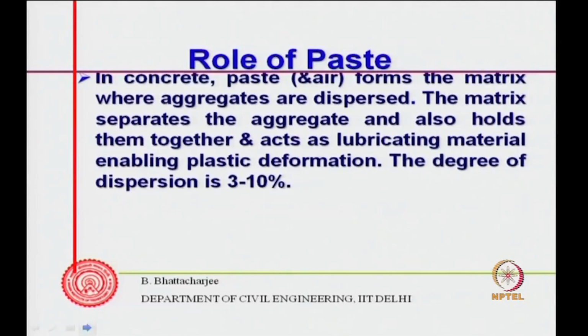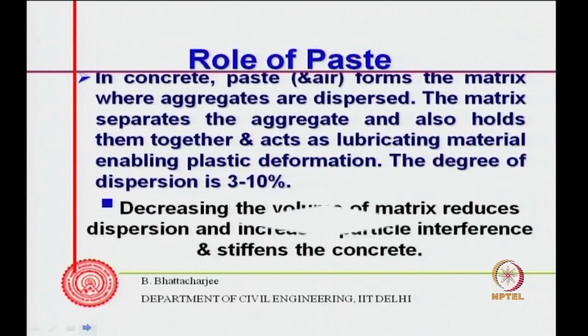So, in concrete, paste forms a matrix where aggregates are dispersed. The matrix separates the aggregate and also holds them together and acts as a lubricating material, enabling plastic deformation. The degree of dispersion is 3 to 10%, that is what we said. So, decreasing the volume of matrix reduces dispersion and increases particle interference and stiffens the concrete. So, the role of paste is very important.